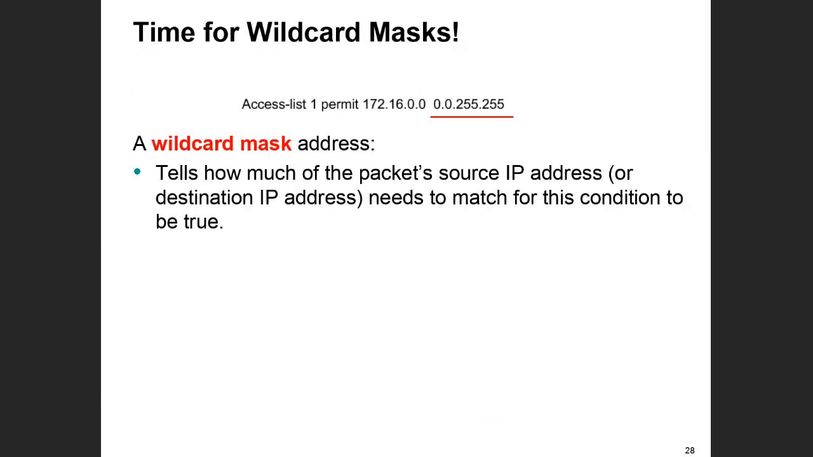Now, wildcard masks. Do you remember when we had wildcard masks with OSPF? The wildcard mask is kind of the mirror image or the inverse of a subnet mask. So the wildcard mask tells us how much of this source address we need to check, how much of it needs to match. The zeros mean must match exactly, and the ones mean I don't care.